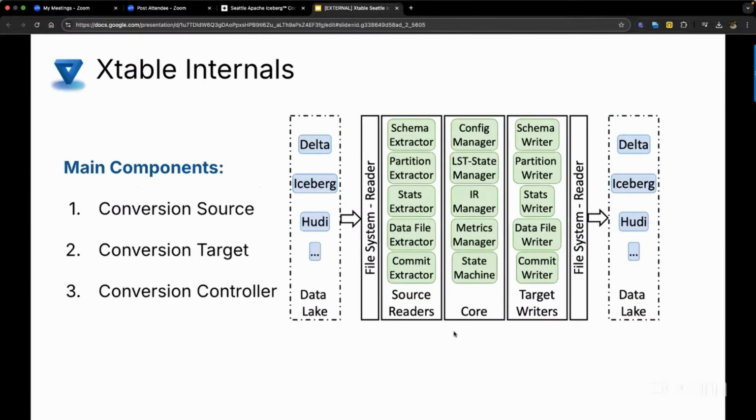So now we'll be looking a little bit at the internals. This slide, I think, has a lot of information on it, so the following slides will be looking at individual slices of how this conversion happens. The three core components are a conversion source, a conversion target, and a controller that orchestrates the entire process.